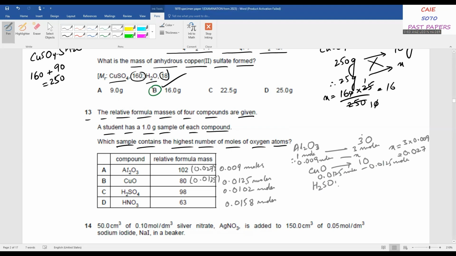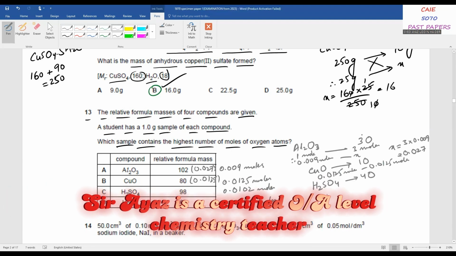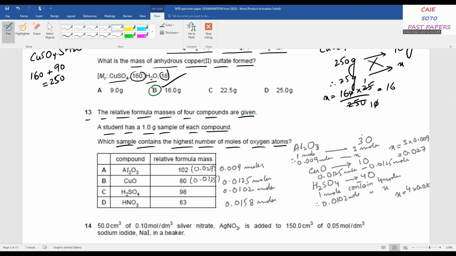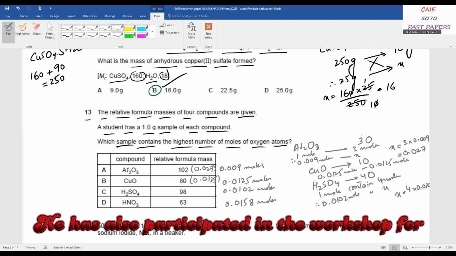For H2SO4, we have 4 moles of oxygen. 1 mole contains 4 moles. Therefore, 0.0102 mole contains X mole. So X is equal to 4 multiplied by 0.0102, which will become 0.0408.